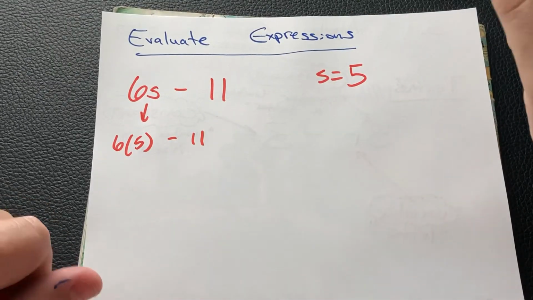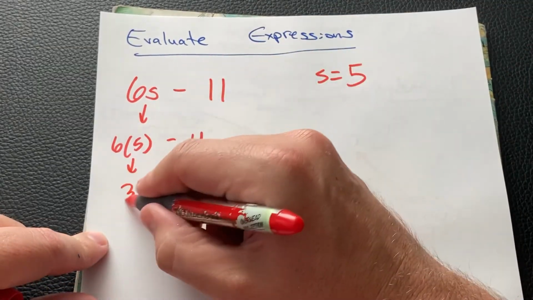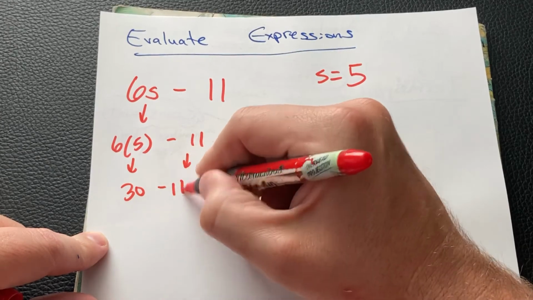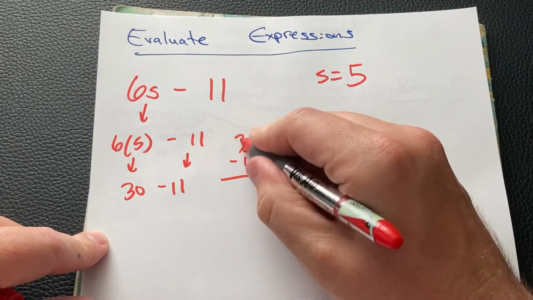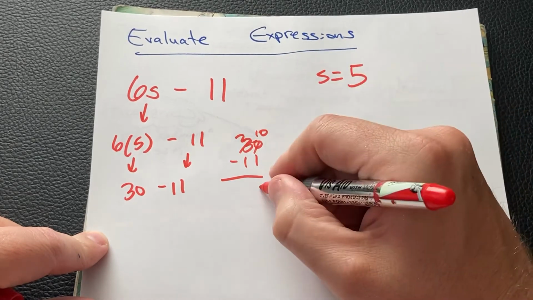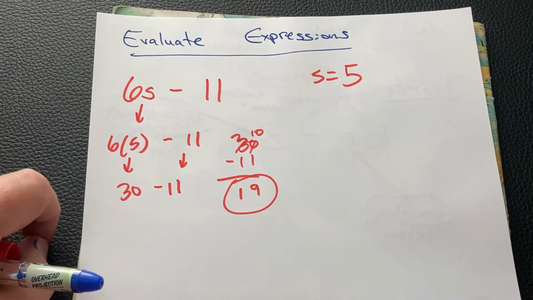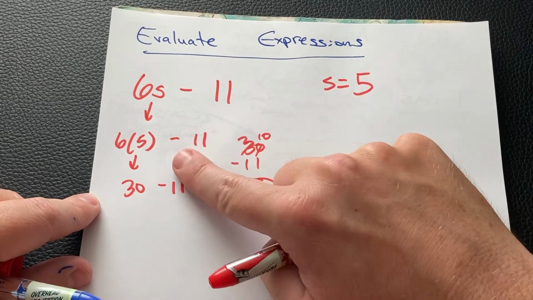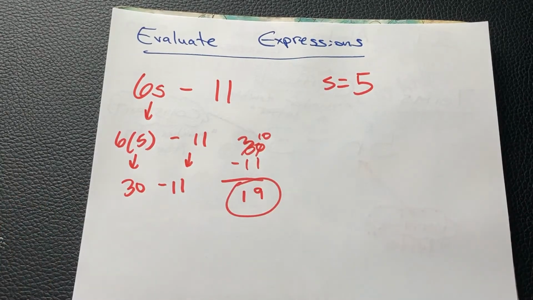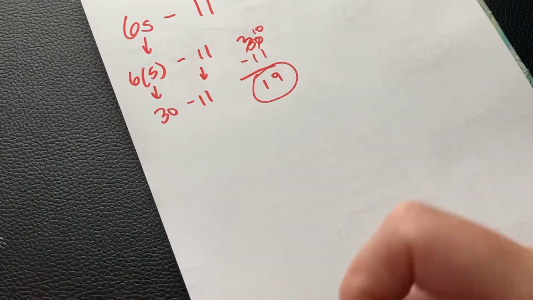Because of order of operations, we do the multiplication before the subtraction. 6 times 5 is 30. Bring this down. 30, take away 11. Use a calculator if you don't know. This would be old school. It would be 19. You just evaluated that expression correctly. So you plug in the value and then do the math in the correct order. Let me do one more with you, and hopefully this will help you with your work. So pause the video if you need to see it.